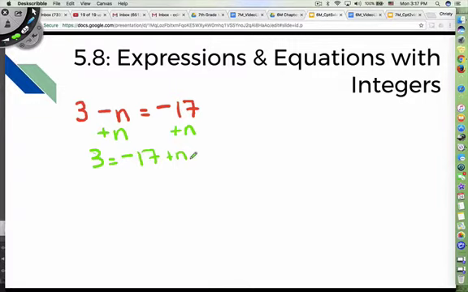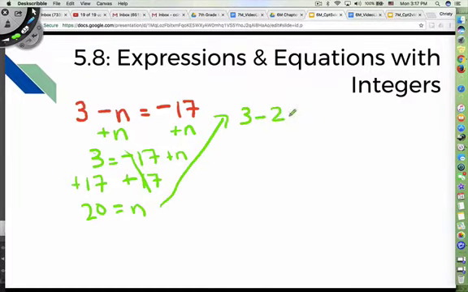Now what we want to do is get n by itself, now that it's positive. So we are going to cancel out the negative 17 on this side by adding 17 to both sides. Add 17, add 17. Here it cancels. We have n by itself, and we have 20 on this side. Now we check ourselves. 3 minus 20 is equal to negative 17. Keep, change, change. Yes, indeed. Negative 17 is equal to negative 17. Both sides are the same. That's one example of a question.